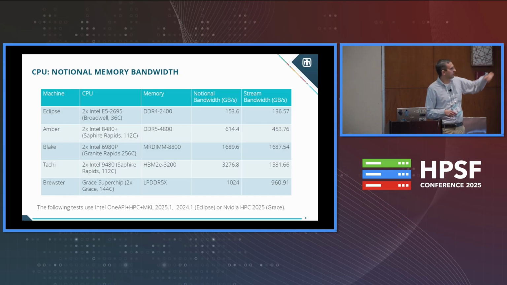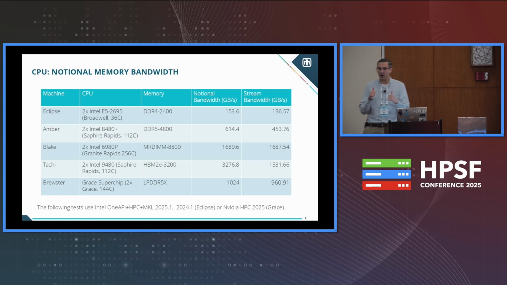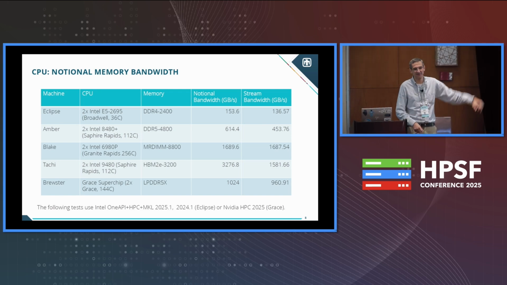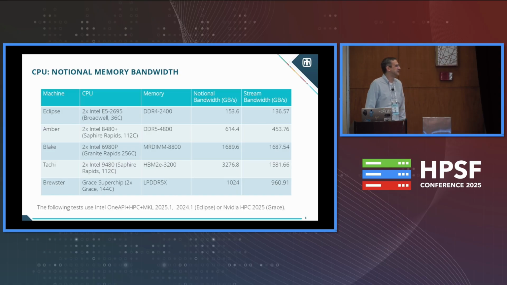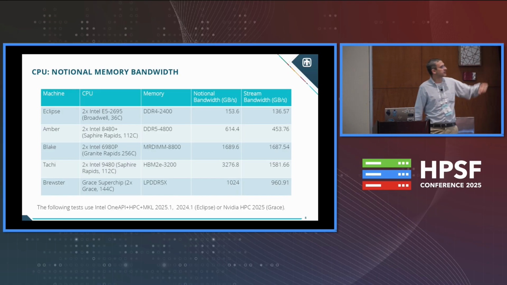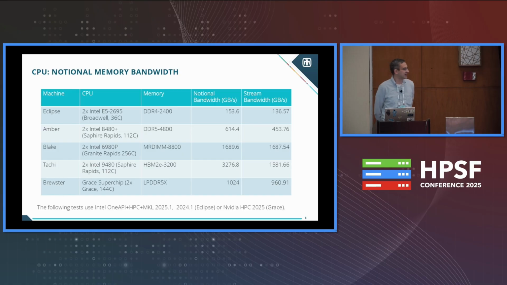Then we've got Blake, which is Granite Rapids, which I managed to get a Granite Rapids that isn't NDA covered, so I can talk about it, which is awesome. So that's 256 cores on a single node, which is kind of crazy, and it uses this new MRDIMM technology, notionally about 1.7 terabytes a second memory bandwidth, and you can actually get that out of stream. And then finally, we'll look at the Grace superchips. That's a pair of Graces, 72 cores a pop, LPDDR5, notionally a terabyte a second, most of which is achievable.